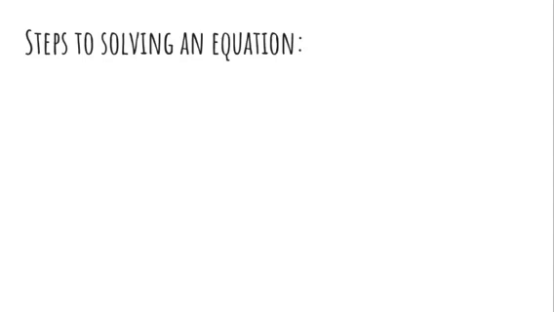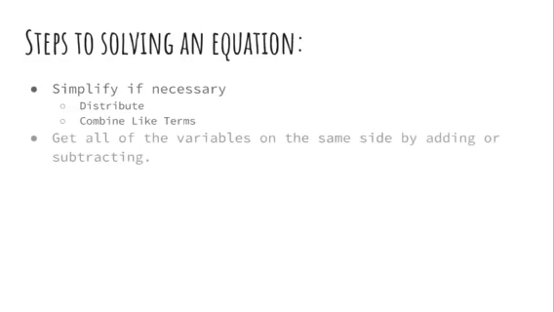When you first solve a problem like that, you want to simplify if you can. So that might mean using the distributive property or combining like terms. If you can do both, you always want to distribute before you combine like terms, because distributing is like multiplying and then combining like terms is adding or subtracting. So that's just following the order of operations.